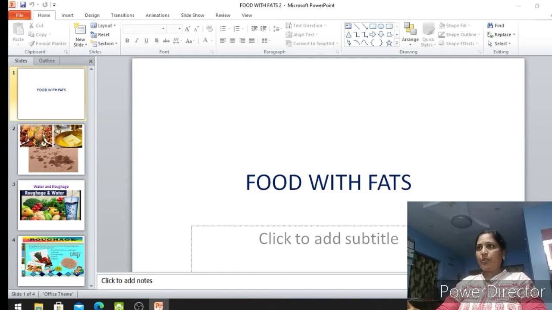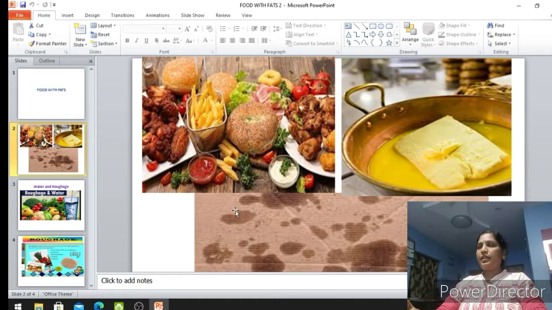So those are fats. So the food groups which contain fats you already know. The food items like cheese, ghee, oil, sweets, these all contain fats. And how can we prove that, or how can we test for fats? How can you say that the given food item contains fats?